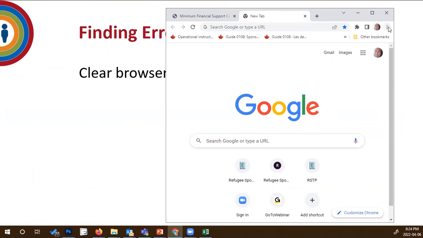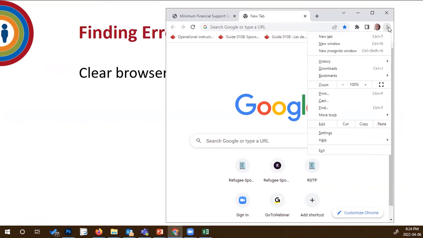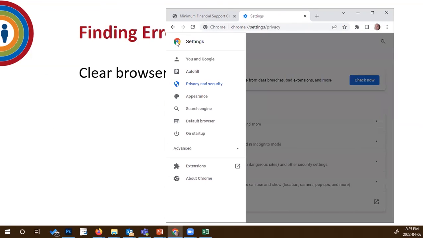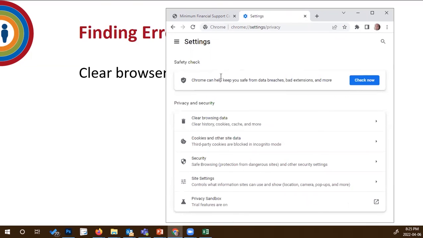Okay, so in this web browser, I have these three dots and I need to scroll down to settings. And when I go to the settings, I'm going to select privacy and security. And this is the Chrome browser, the Google Chrome browser. Here's where I can clear the browsing data, my history, cookies, and cache. So I'll click on that.